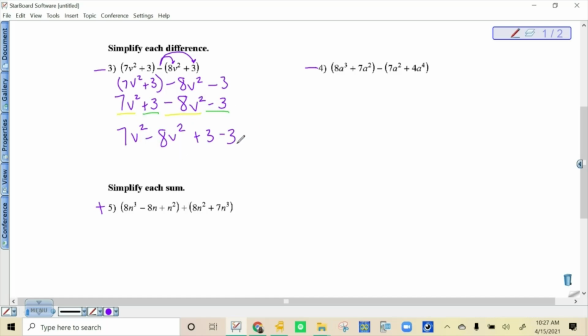I just rearranged. Now I'm going to simplify. I'm going to combine my like terms. So what's 7 minus 8? Negative 1. So this becomes negative 1 what? Negative 1v squared. Perfect. And then 3 minus 3? 0. Yeah. So I could write plus 0, but I don't have to because those just cancel each other out. So that's my answer, just the negative 1v squared.